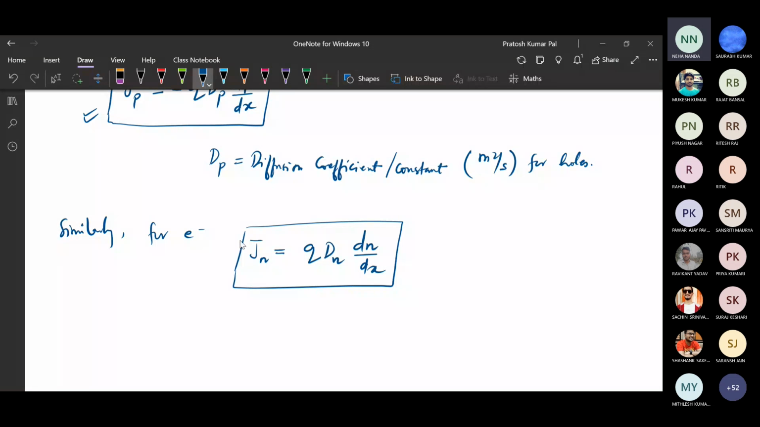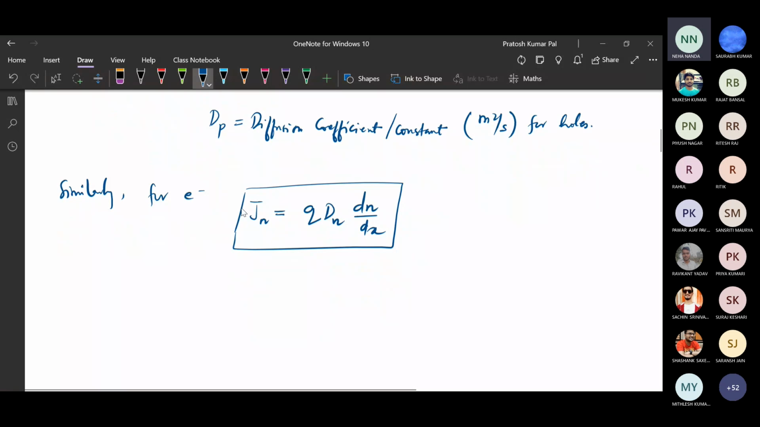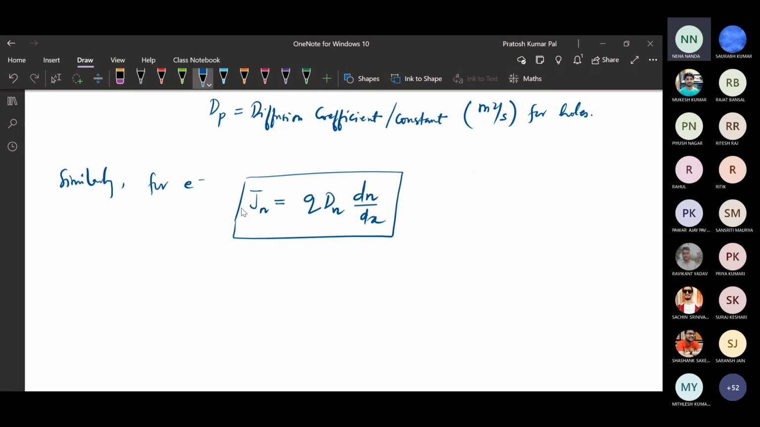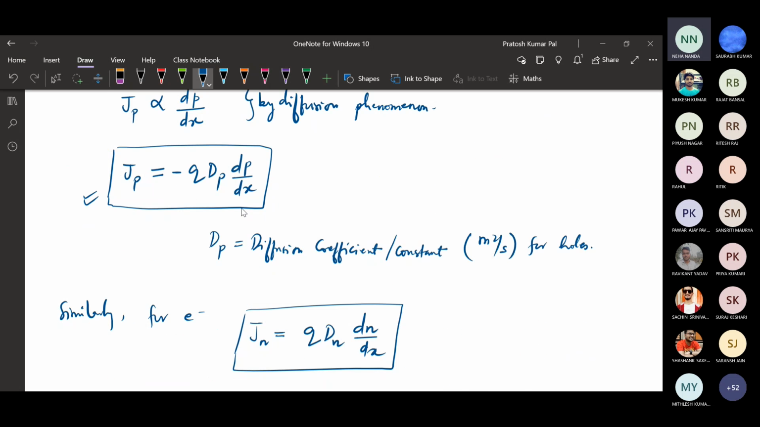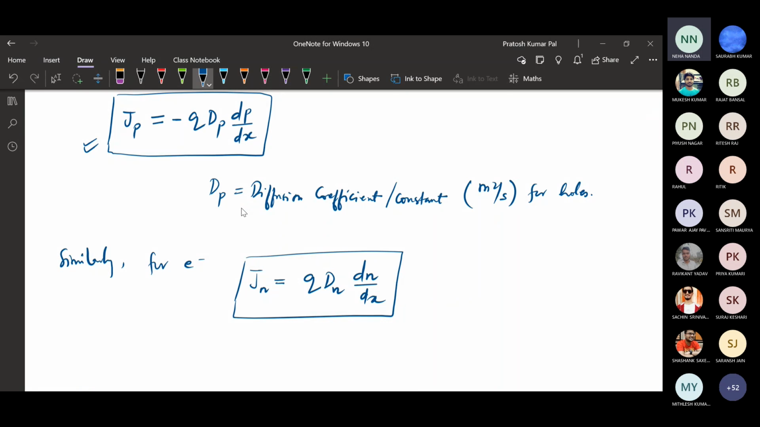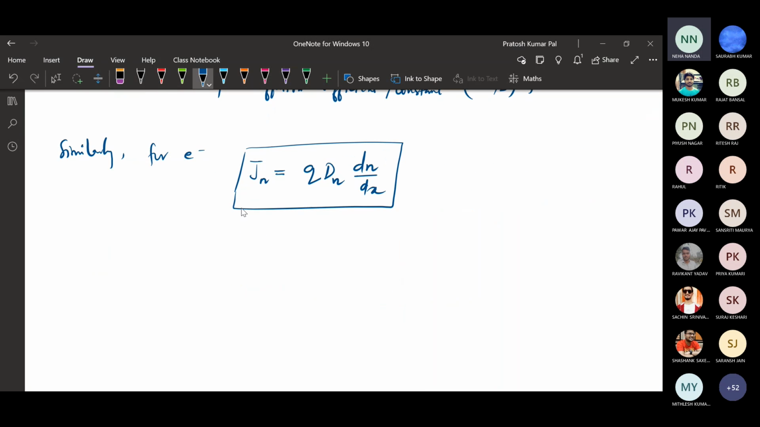Okay, and if we combine them overall, we can see the total current density in case of diffusion, where electrons and holes are both the charge carriers. The total current density in case of diffusion is Jp plus Jn. So this is the case of diffusion only.